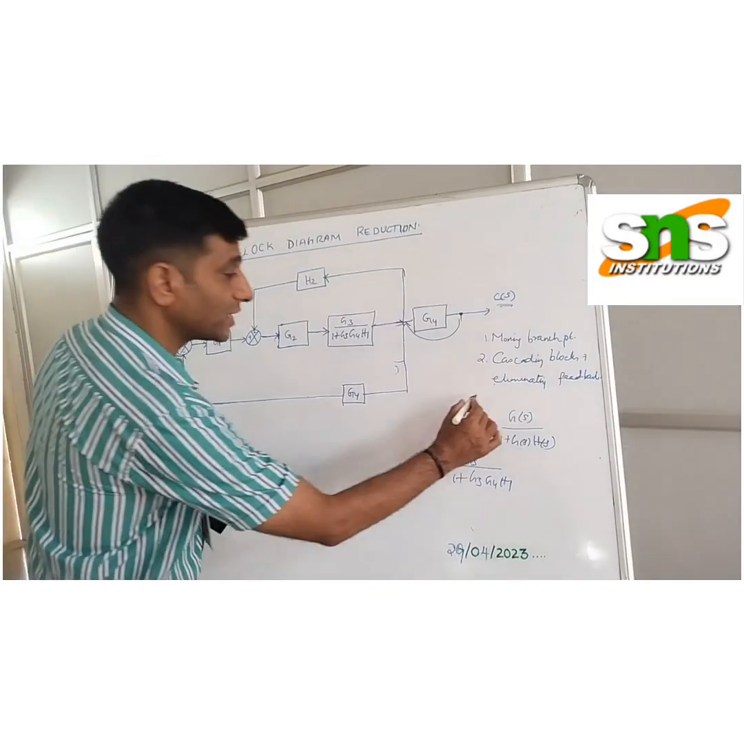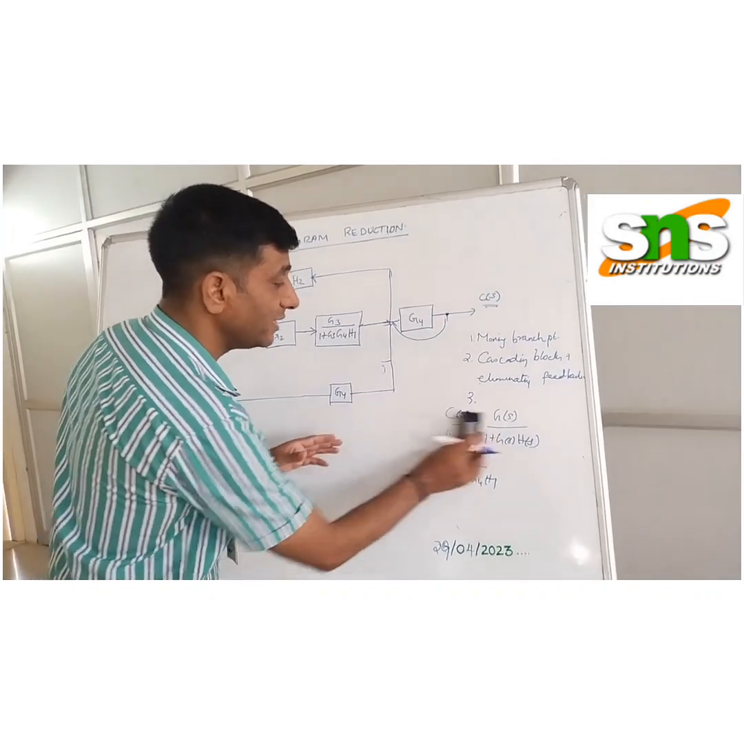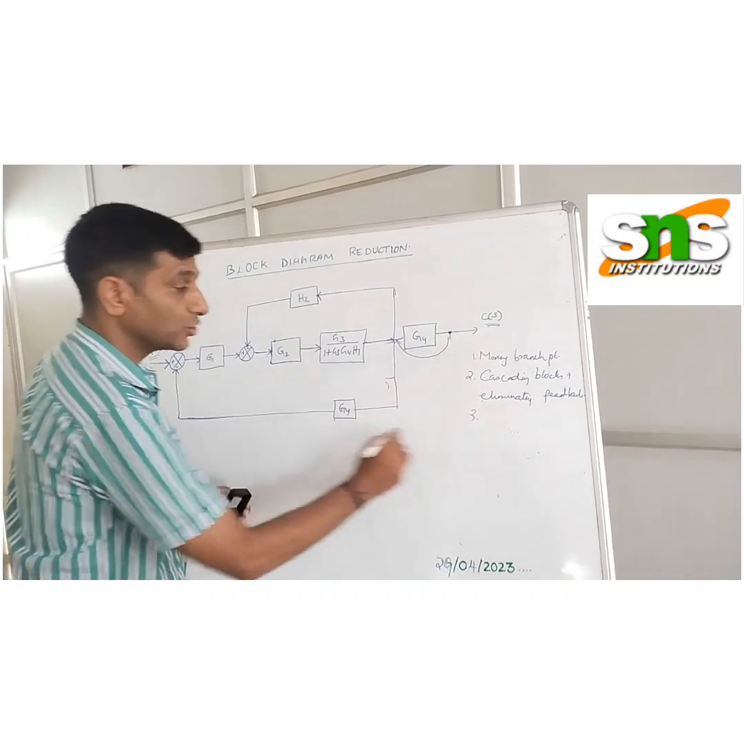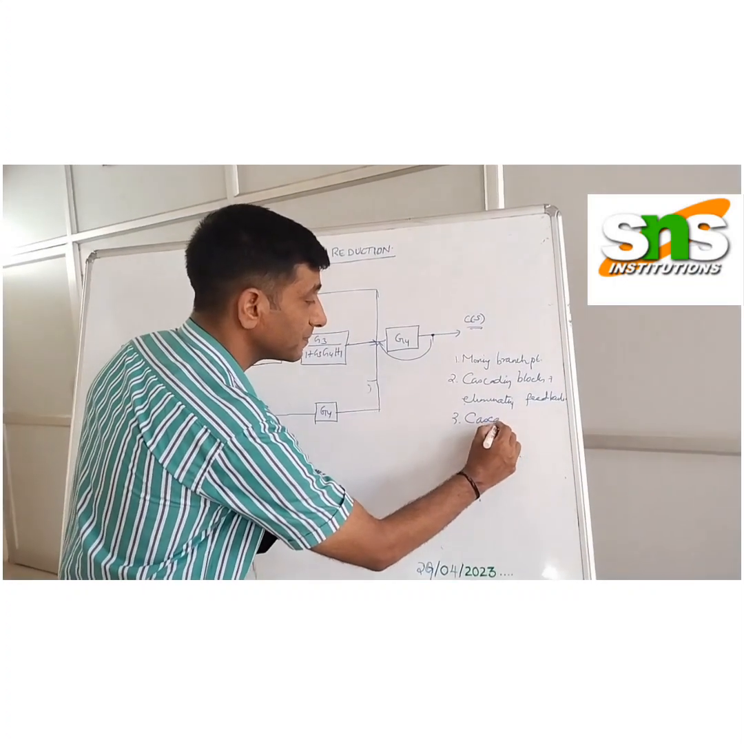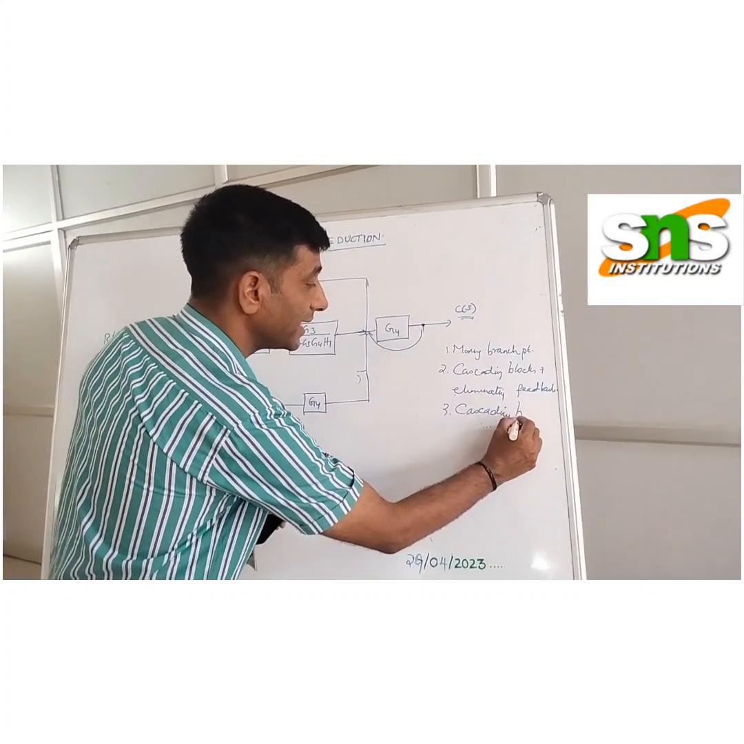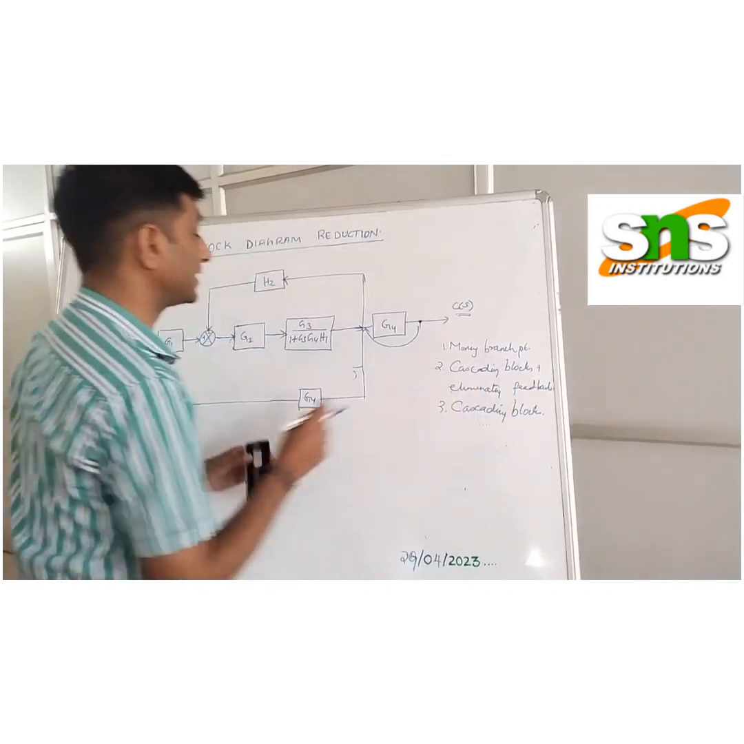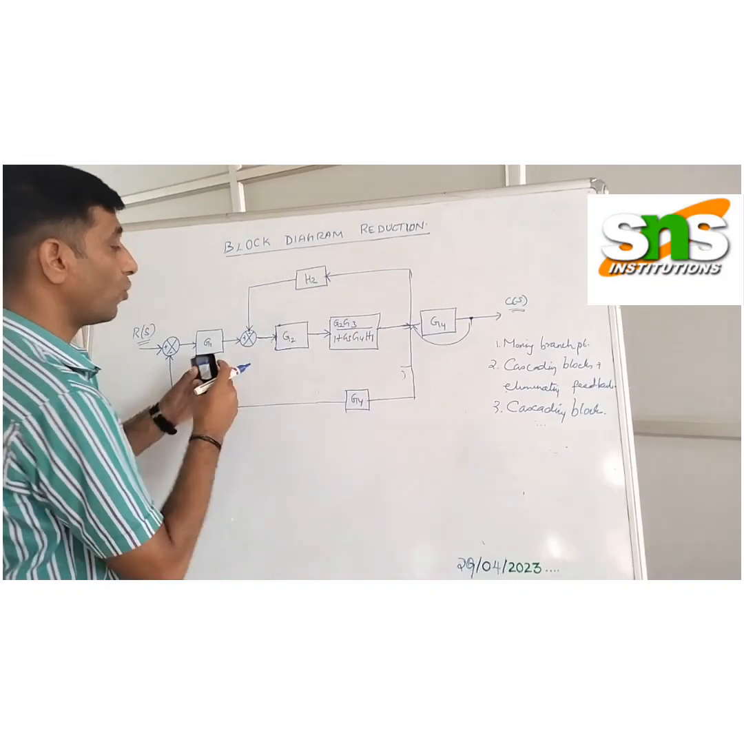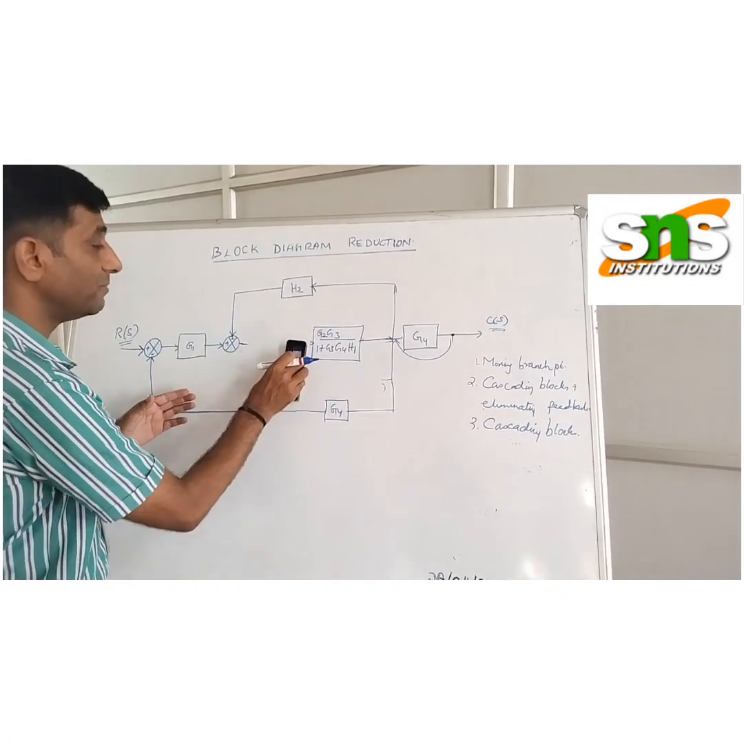So now my step 3. Again you can see these two blocks are in cascade. So cascading of two blocks, cascading blocks in series. What I'll do is I'll just simply multiply. So G2 over here. Now I'll eliminate this block.